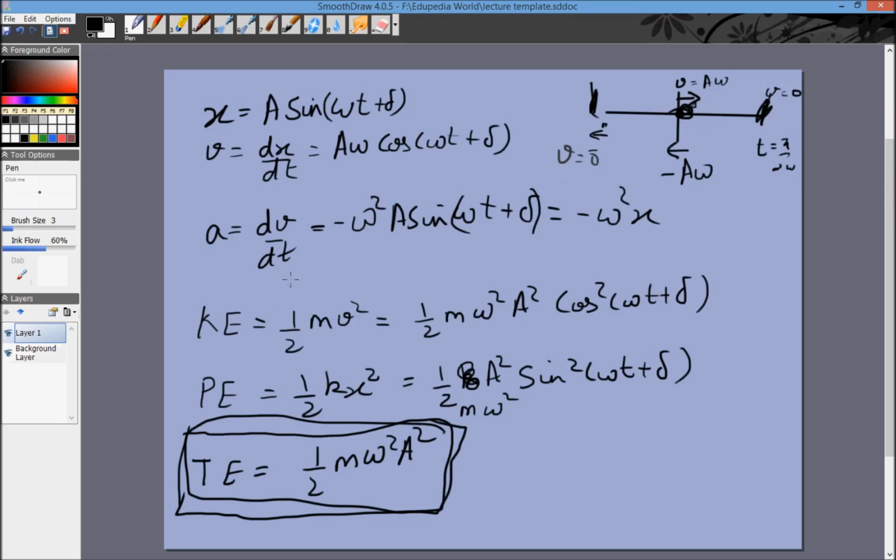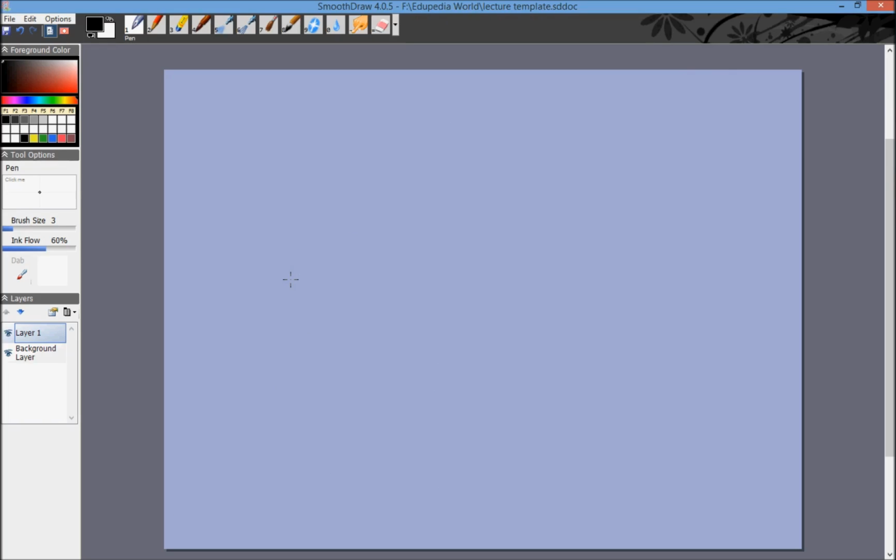Yeah, so this completes linear SHM. Now I'm not going to show you some examples of problems. They're simple enough. Once you understand this concept of if a is minus omega squared x, then the equation will be x is a sine omega t plus delta. Let's move on to pendulum now.